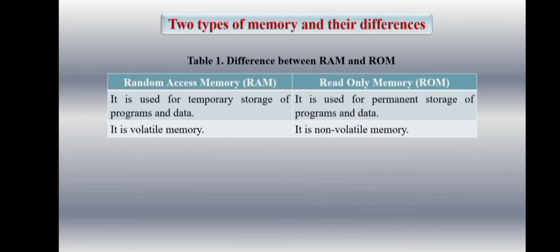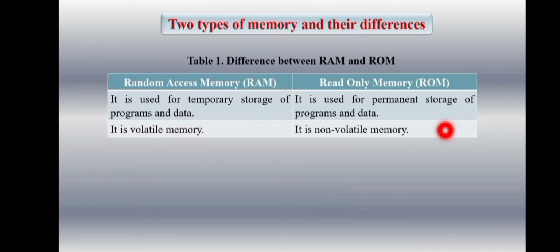RAM stands for Random Access Memory, or it is also called read or write memory, whereas ROM stands for read-only memory. RAM is used by the computer for temporary storage of programs and data. Here, data is lost when the computer is turned off. For this reason, RAM is called volatile memory.